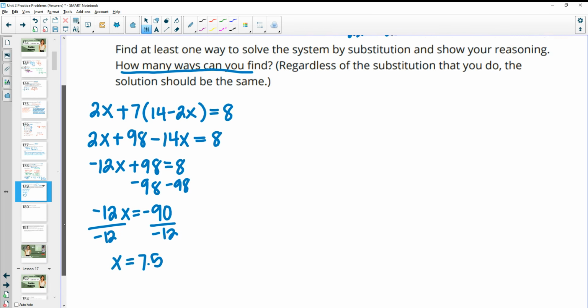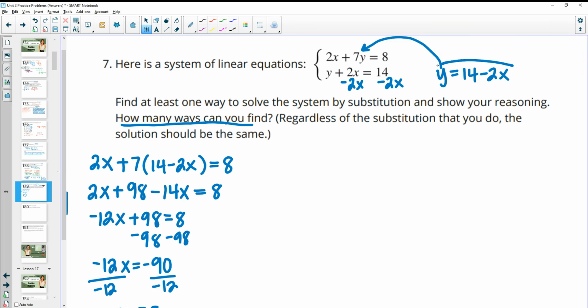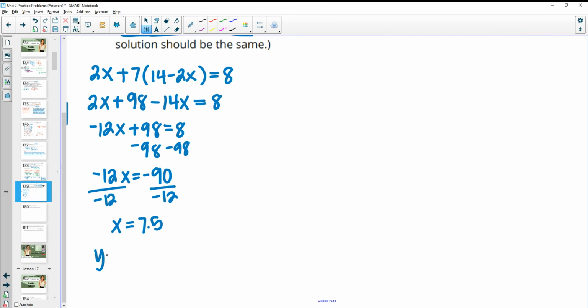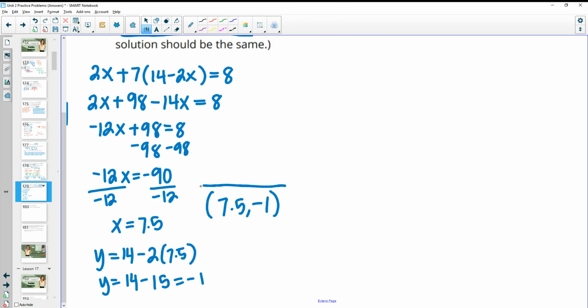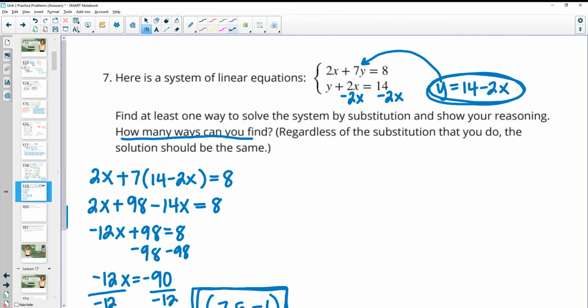Then we're going to be able to plug that back in to this equation and get y. Okay, so we know that y equals 14 minus 2x. So this is going to be 14 minus 15, which is negative 1. So our solution here was 7.5, negative 1, if we did the substitution that way. So this was solving it for y and plugging it in. Then it asks you to see how many other ways you can do it.